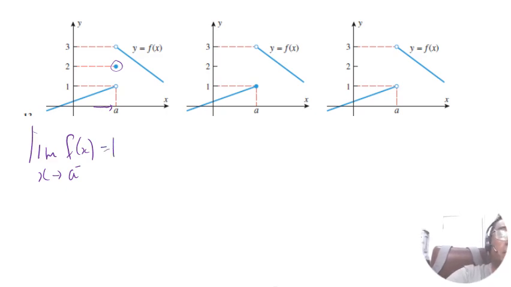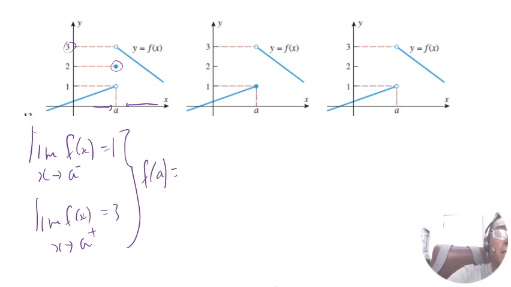Now, if you're approaching from the right, the limit of f of x as x approaches a from the right, as you go here, you notice that the function itself is approaching a value of 3. And also you notice that f of a is defined to be 3. So this one is very similar, but we haven't plugged the hole. We know that as we approach from the left, the limit is 1, and from the right, the limit is 3.